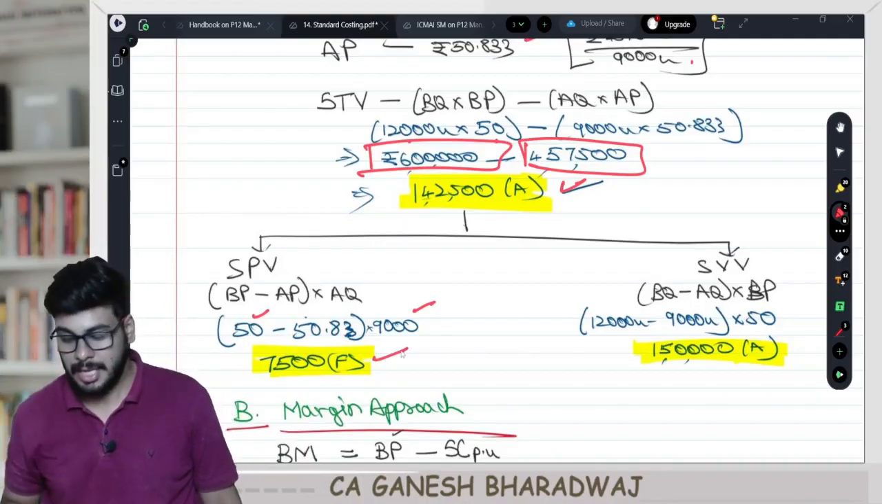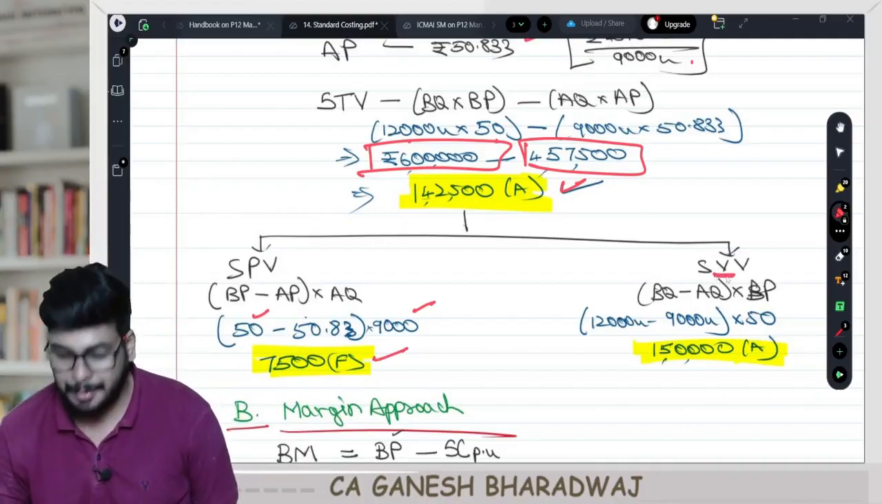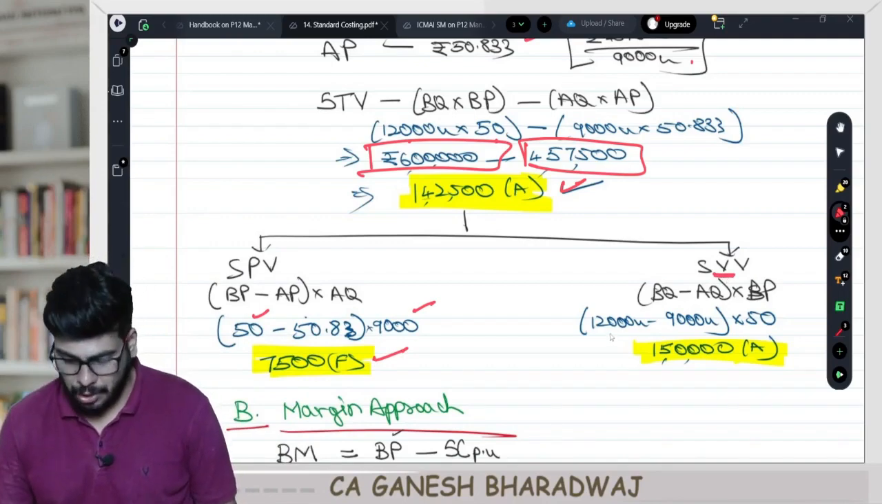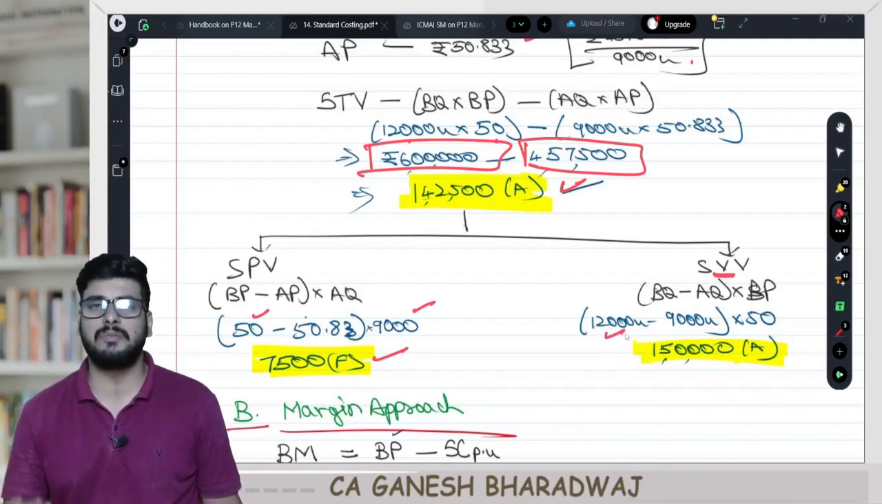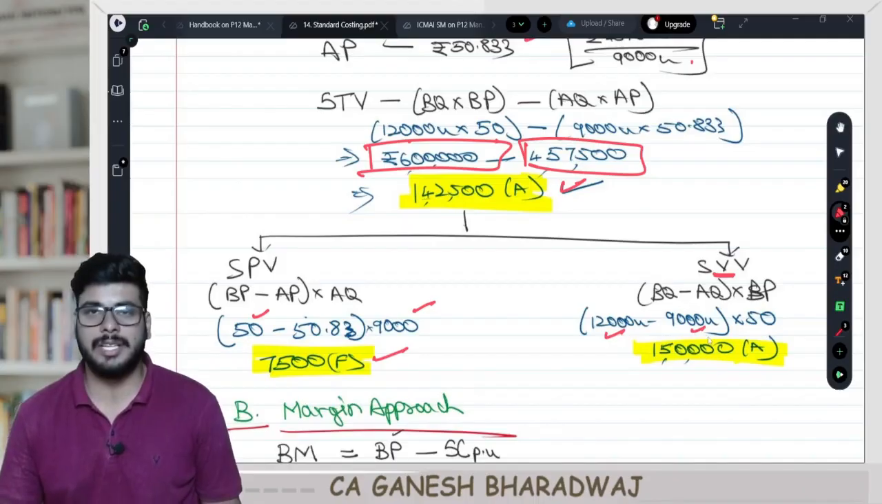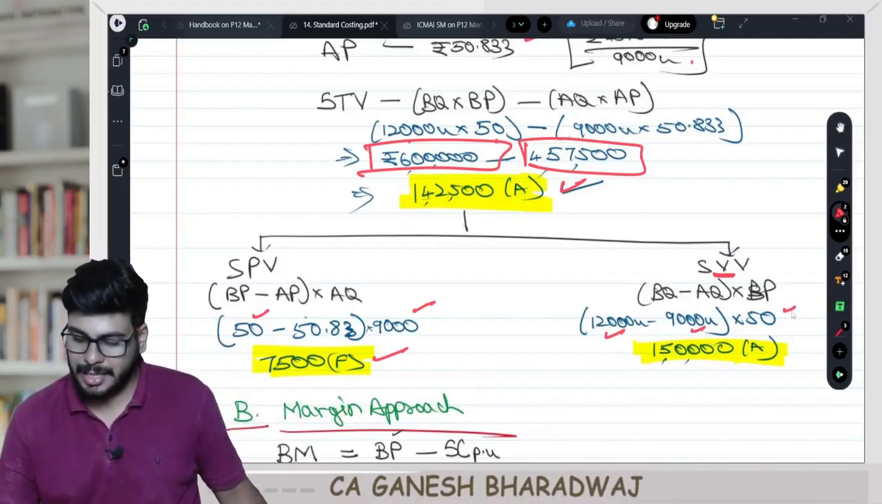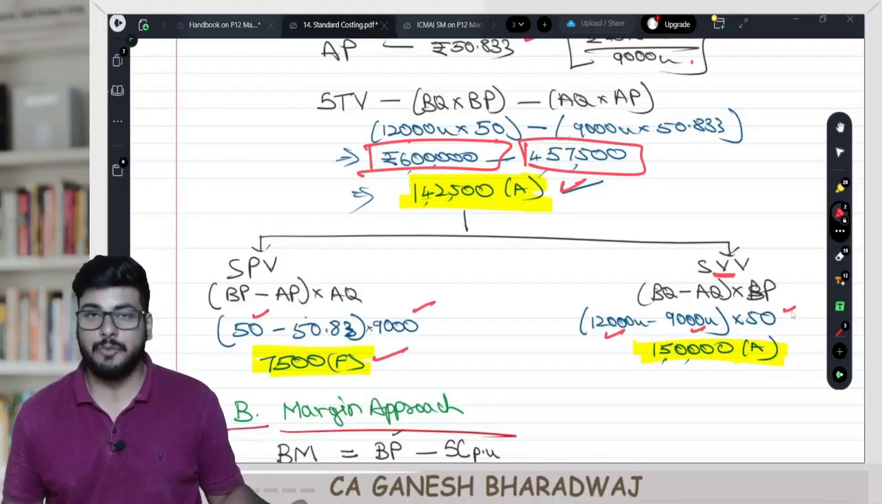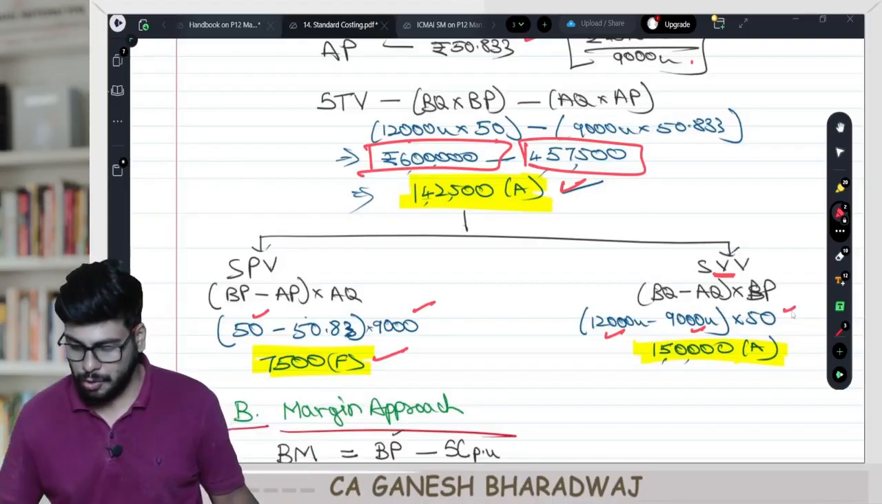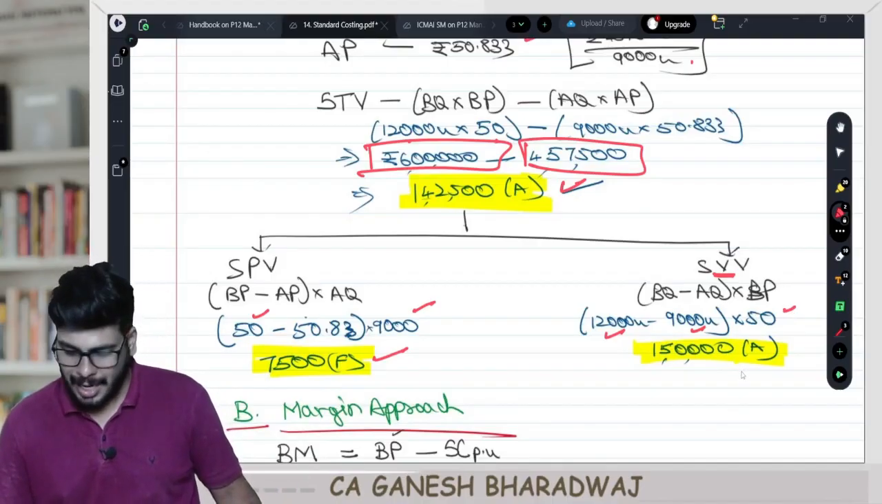Clear with this, guys? Whereas what has happened, the issue happened only on the volume side. The budgeted quantity, I planned to sell 12,000, but I was able to sell only 9,000 units. I sold 3,000 units less, and every unit I planned to sell it at how much? 50 rupees selling price. So basically, because of drop in volume, I sold how many units less?